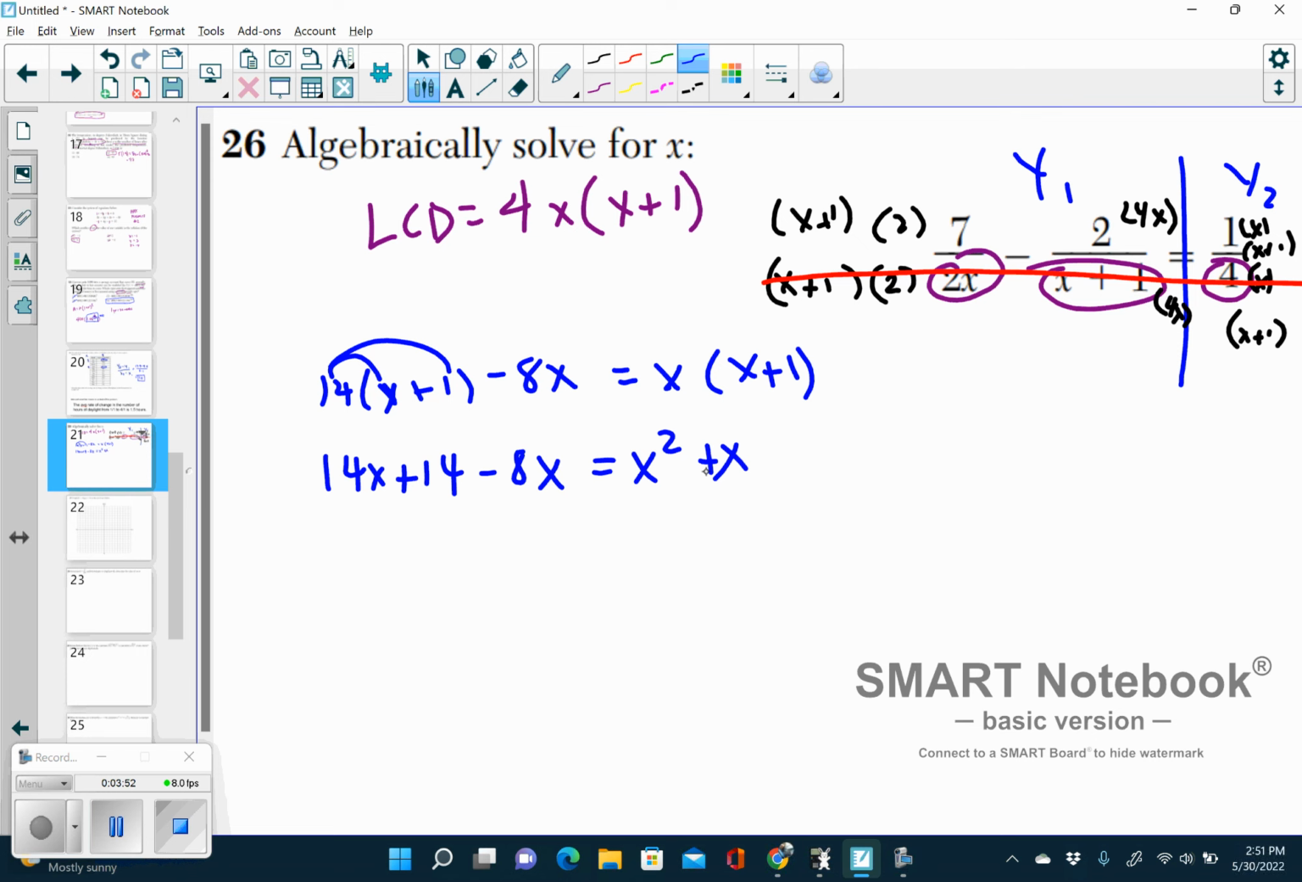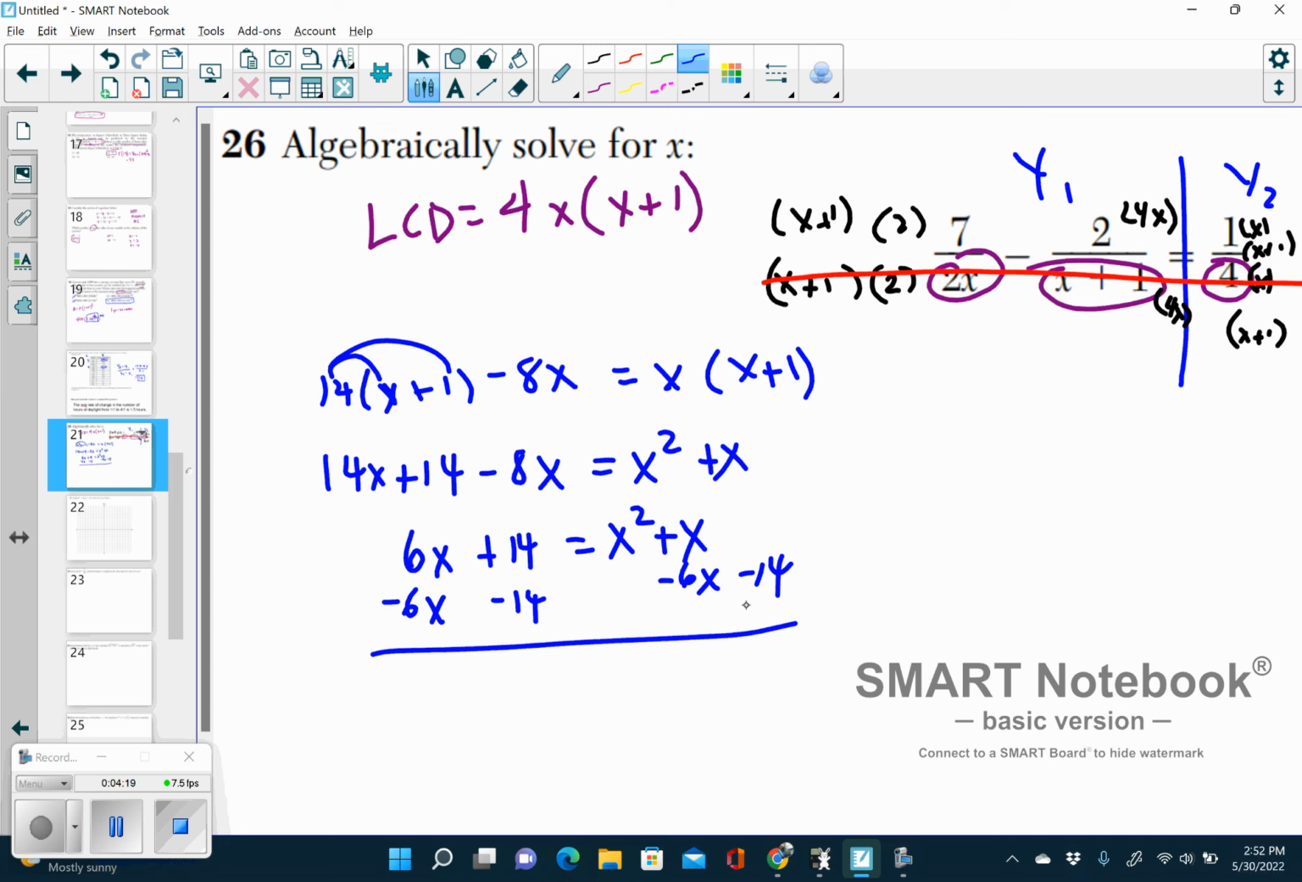Okay, we're in good shape right now. So then I just need to solve. 14x minus 8x is 6x, and then I have plus 14 is equal to x squared plus x. So I'm going to move everything to one side. So minus 6x, and minus 14, minus 14. So this cancels out, and I'm left with x squared minus 5x minus 14 equals 0.